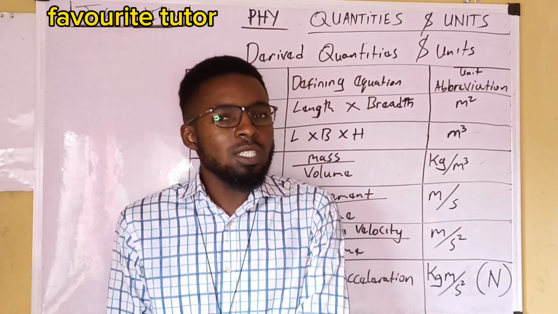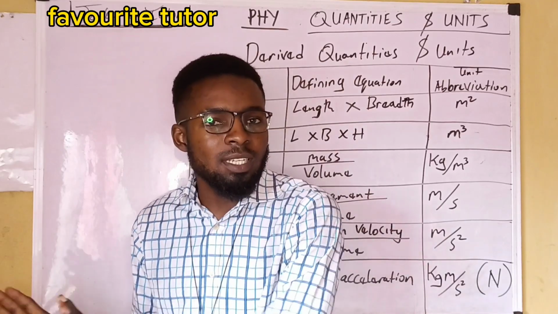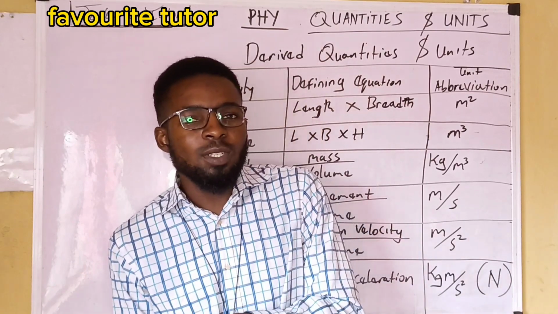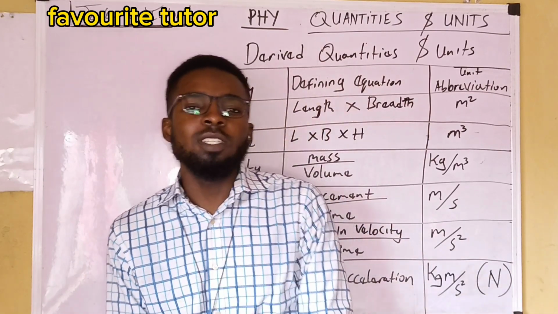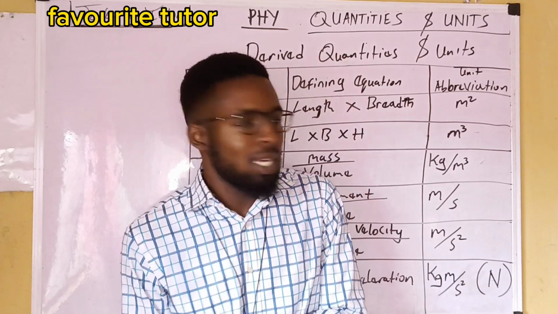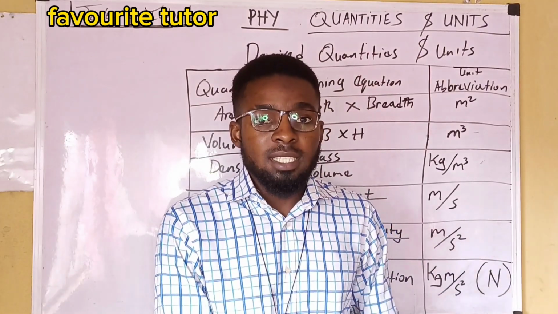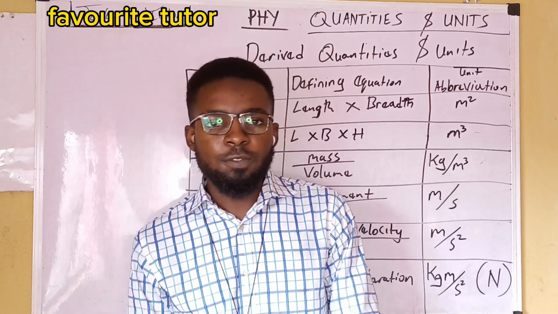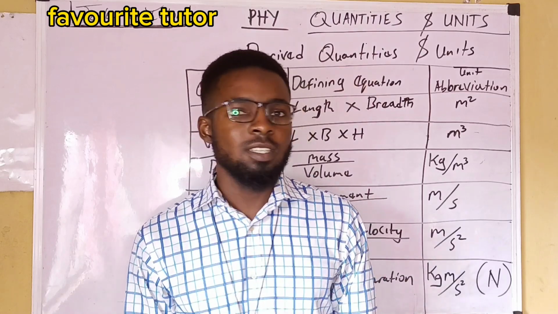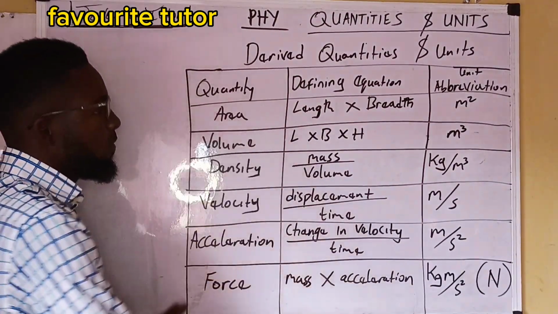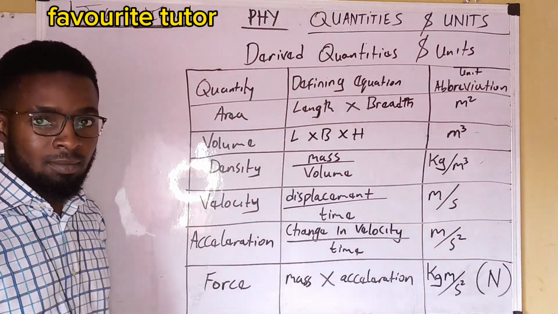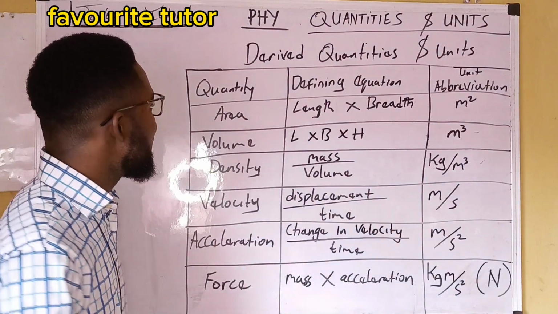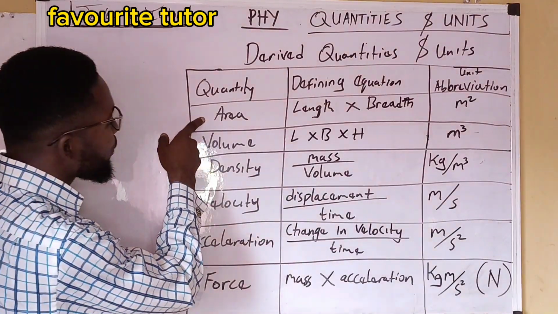The fundamental quantities are the basic quantities. They are independent on their own, while the derived quantities depend on the fundamental quantities. Likewise, the units are also obtained from the fundamental units. So this is just a list of a few of them. There are many, in fact much more than the fundamental ones. The first one on our list here is area.